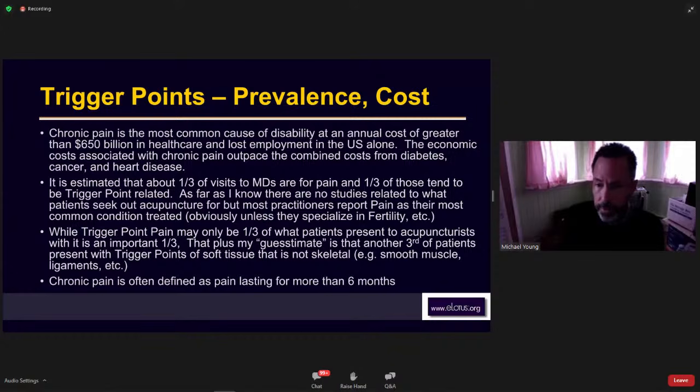As far as I know, there are no studies as far as what people seek out acupuncture for. If you treat pain in your practice, it's probably a safe bet to say a third of it is trigger point pain. So it's not the majority, but it's a significant third. If you don't treat that third, well, that's unfortunate for the patients, and it's not that hard to diagnose them and treat them. And then again, knowing the principles is key.